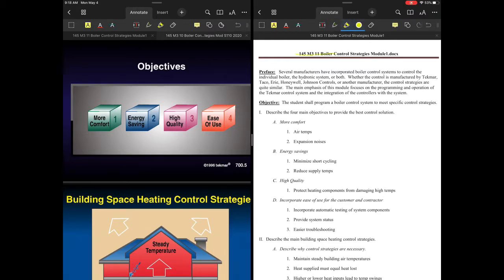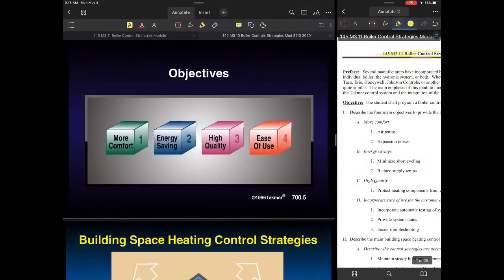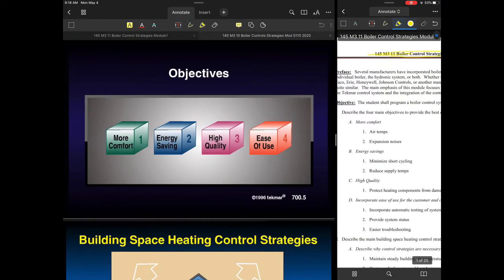So let's take a look at the first part. I've got two presentations up. The module that we're dealing with is that 145 M311, and the other one is a PDF, which is the 145 M310, and it's the control strategies. It's the PowerPoint that I normally use to go through this. So let's take a look at some of these, and we can divvy it up and go from unit to unit here.